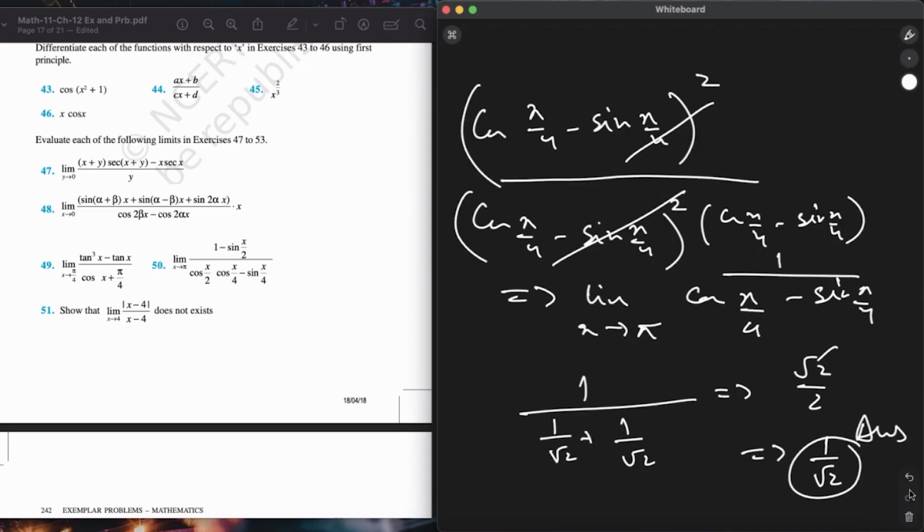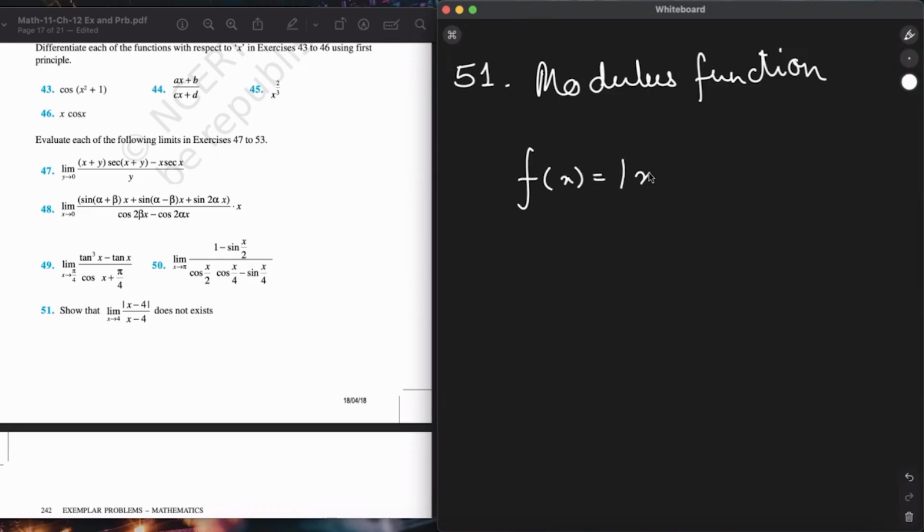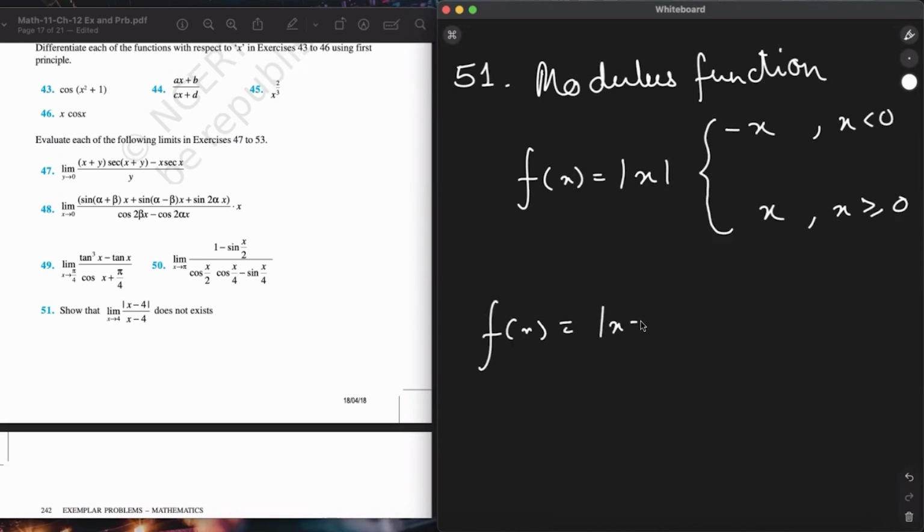So let's move on. Next up, we have question number 51. In 51, we have a modulo function, right? There's a modulus function. If f(x) is equal to mod of some value x, then this function returns a value of minus x for negative x. Alright, this is a modulo function. So the function that has been given to me here is mod of x minus 4.